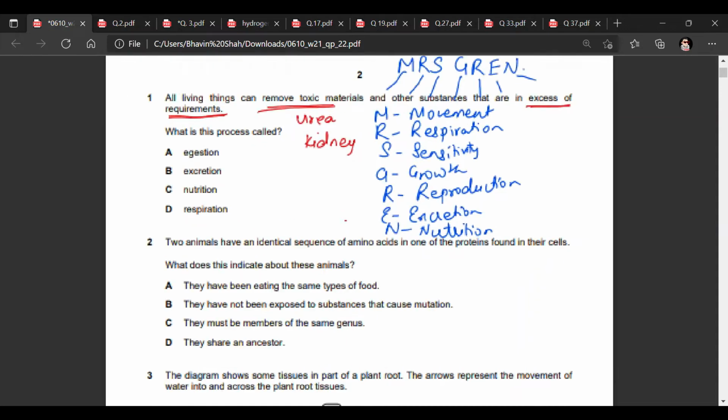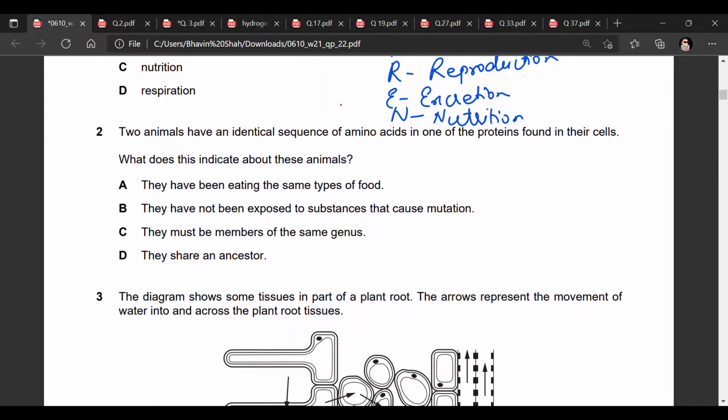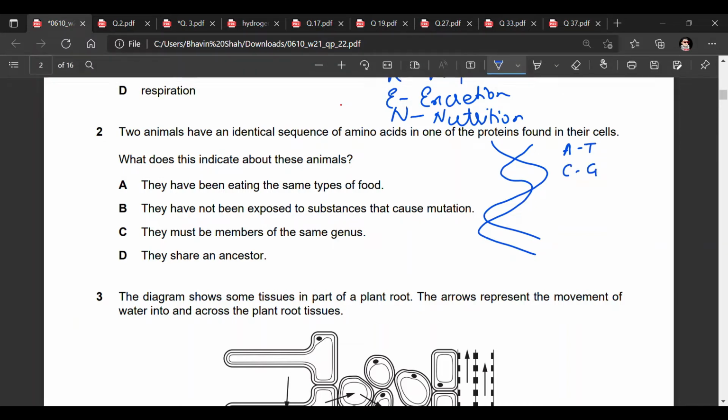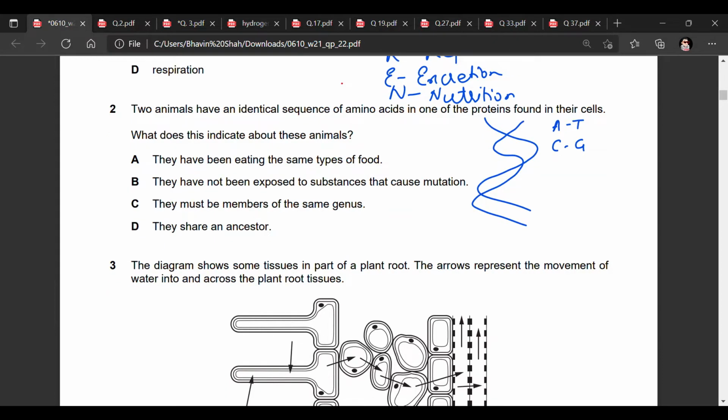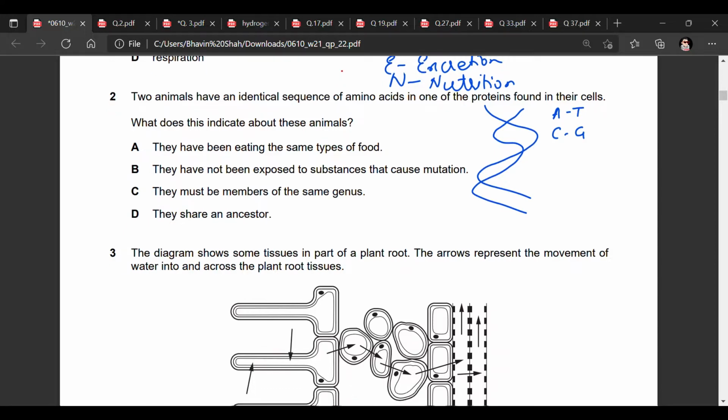Moving to the next part, two animals have got identical sequence of amino acids. Understanding the sequences of amino acids, we know that these particular sequences are present in the DNA codes. So the DNA is a double helical structure and there are nitrogen bases which are coding in the form of A pairing with T and C pairing with G. So when there is an identical sequence of amino acids in one of the proteins, that means it is showing some kind of similarities, right? So what does this indicate about these animals?